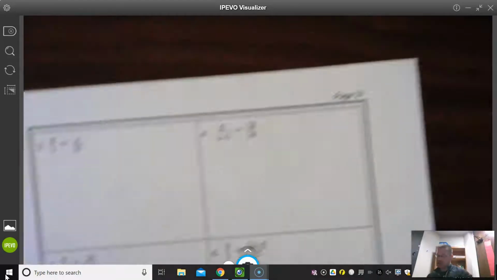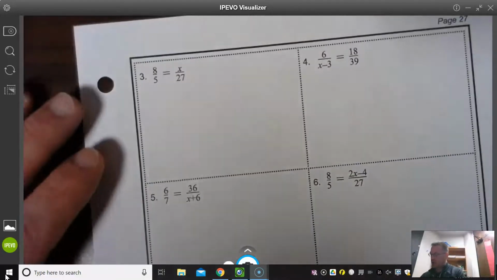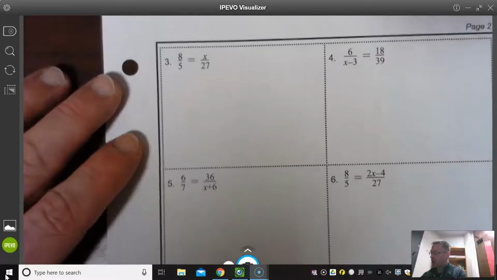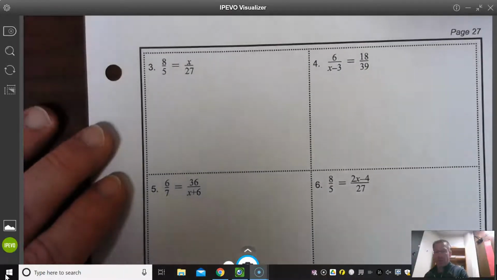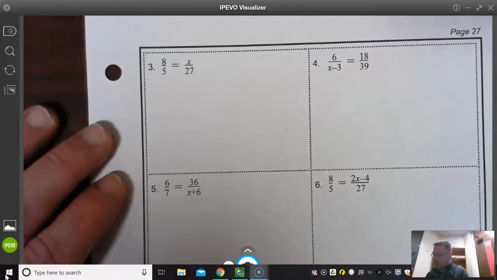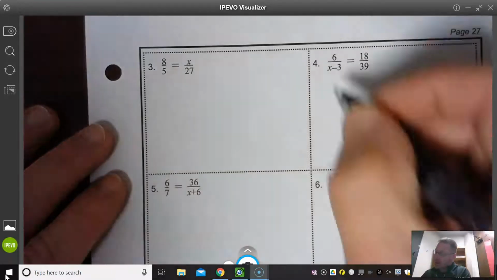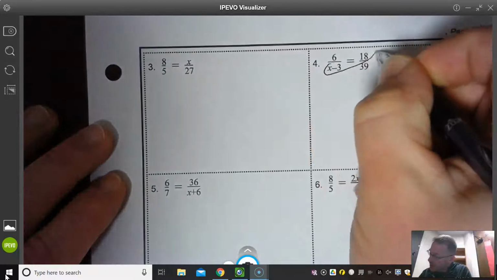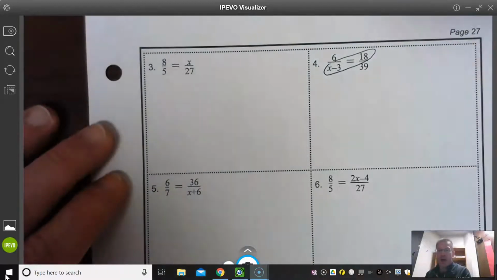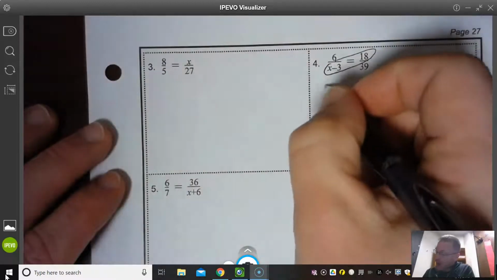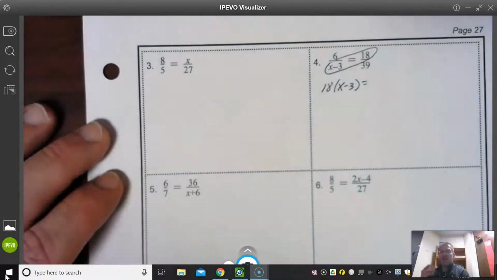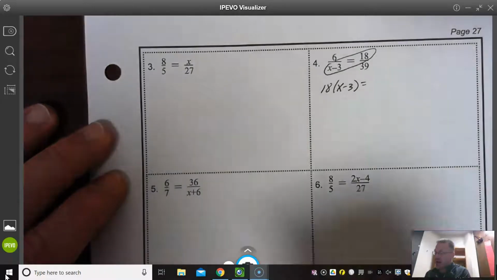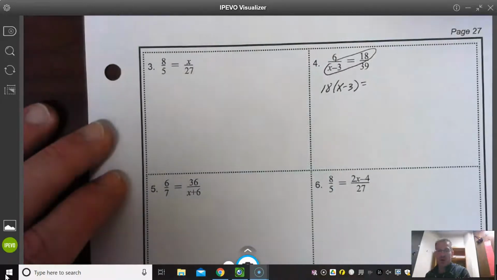Now, let's go ahead and flip the page and look at page 27. I'm going to jump to number 4 here because I just want to go through it real quick as a quick reminder of what you need to do. So once again, we're going to cross multiply. And notice when I do this, I have more than one item here. So when I write this, I'm going to put that into parentheses because I need to make sure that I distribute that 18 to both numbers here.